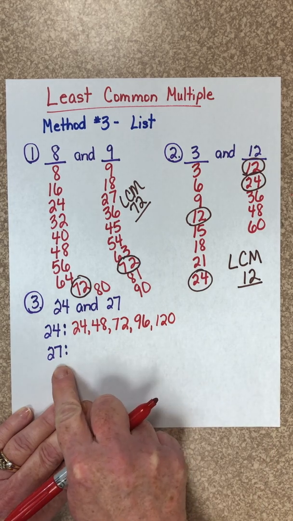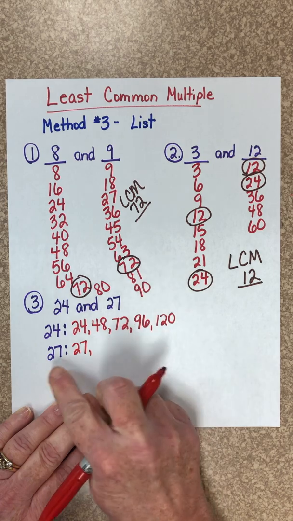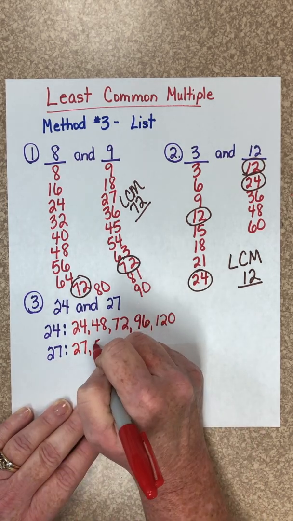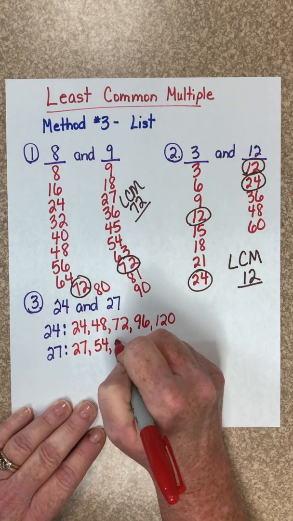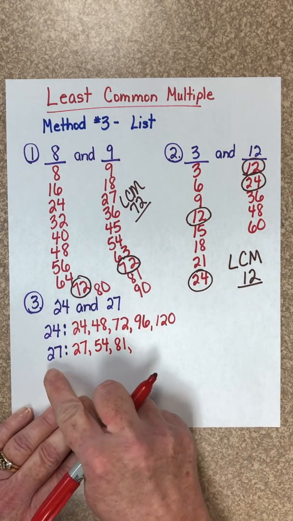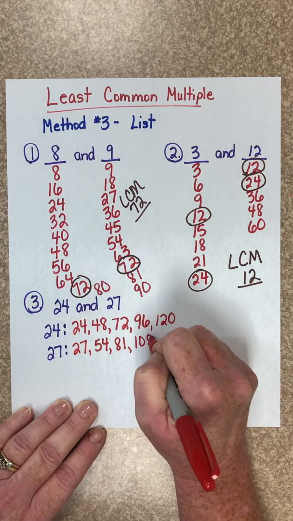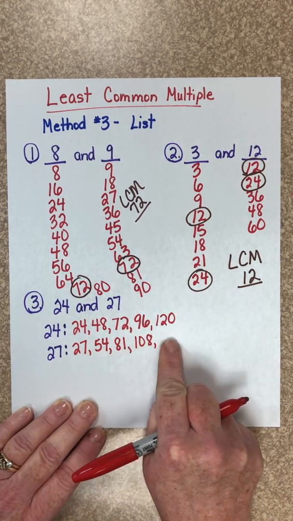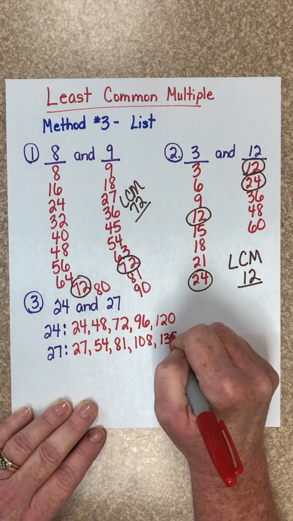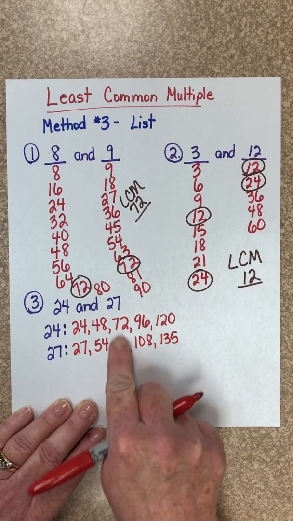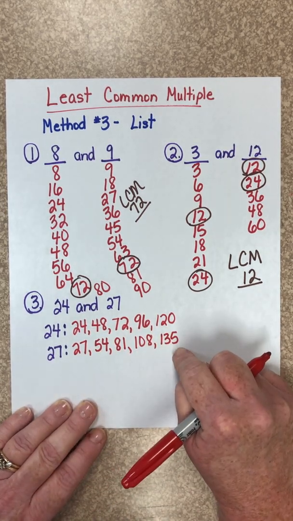So now let me go to 27. So I'm going to start with 27 being the smallest multiple. 27 times 2 is 54. 27 times 3 is 81. 27 times 4 is 108. 1, 2, 3, 4, 5. 27 times 5 is 135. And notice I don't have anything common yet. And we're already in some pretty big numbers.